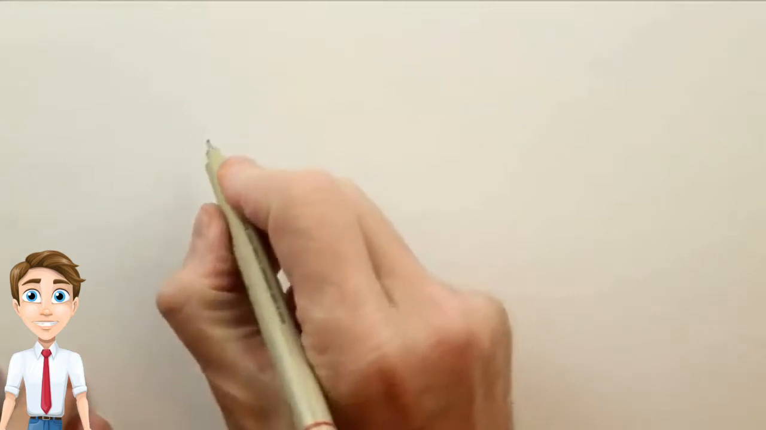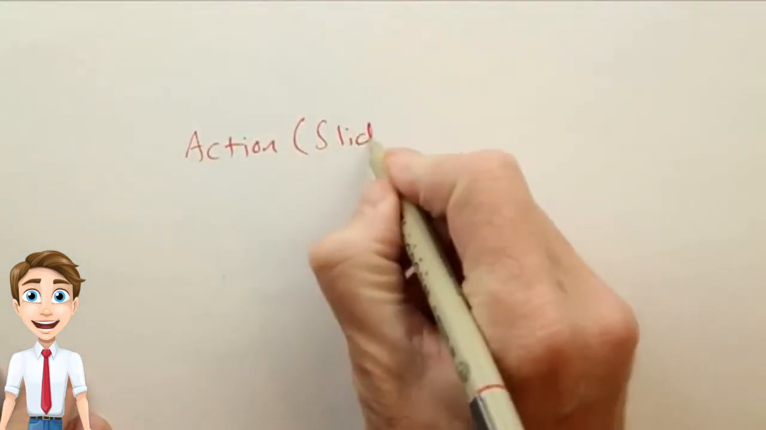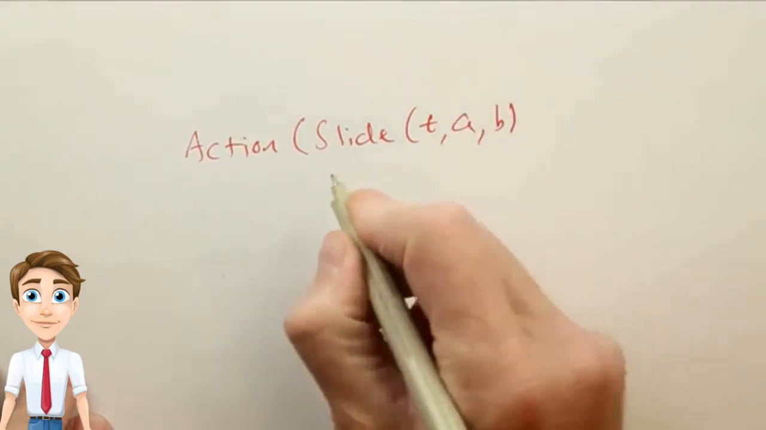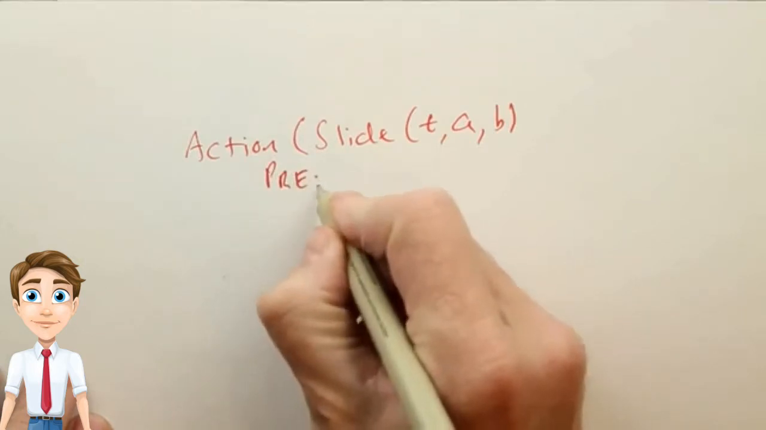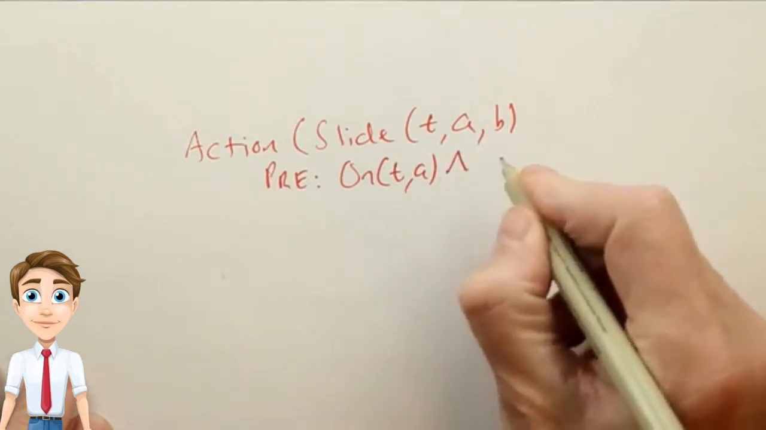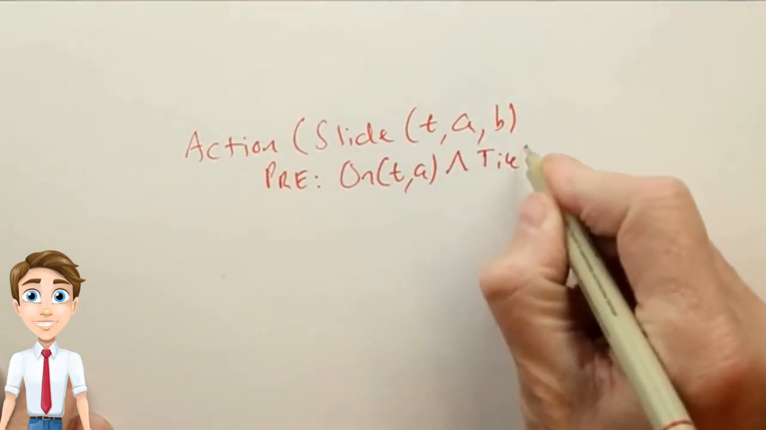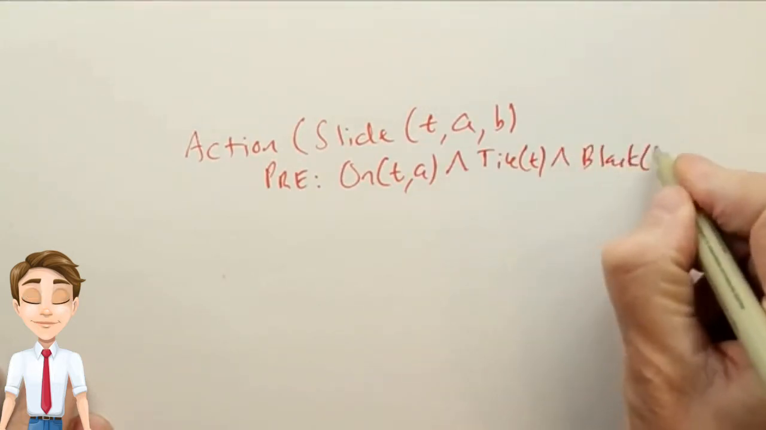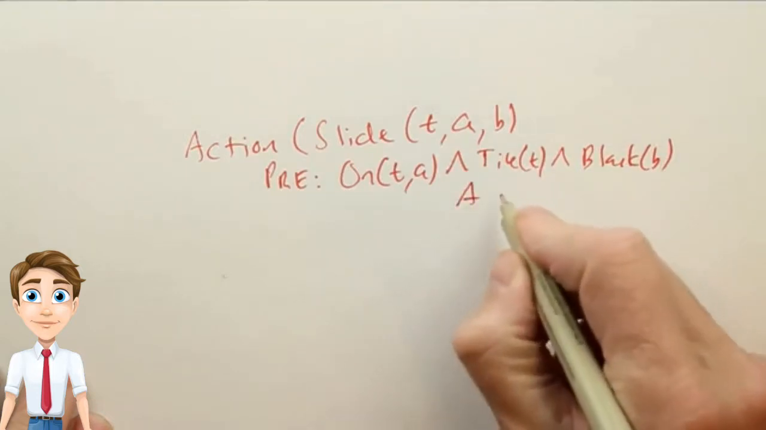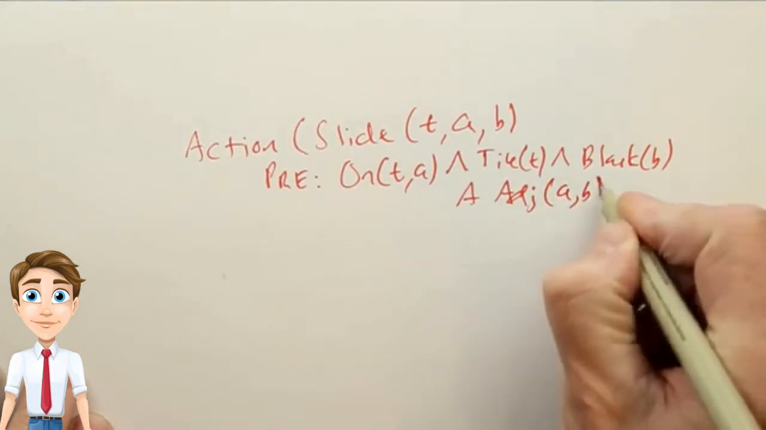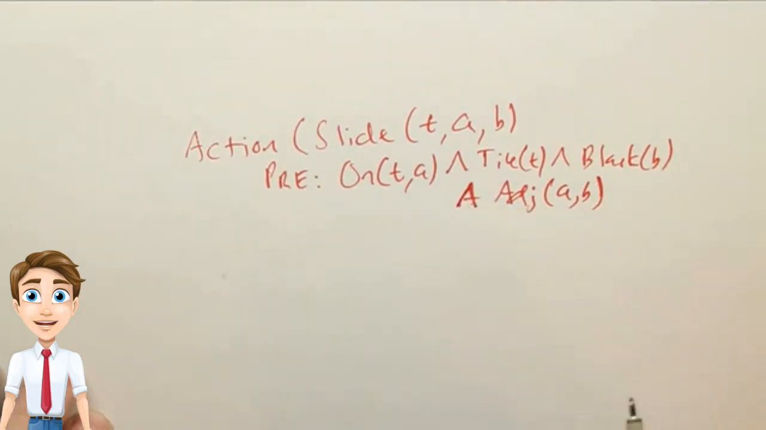So we only need to describe one action, which is to slide a tile T from location A to location B, and the precondition: the tile has to be on location A and has to be a tile. And B has to be blank. And A and B have to be adjacent. That should be an and sign, not an A. So that's the action schema.